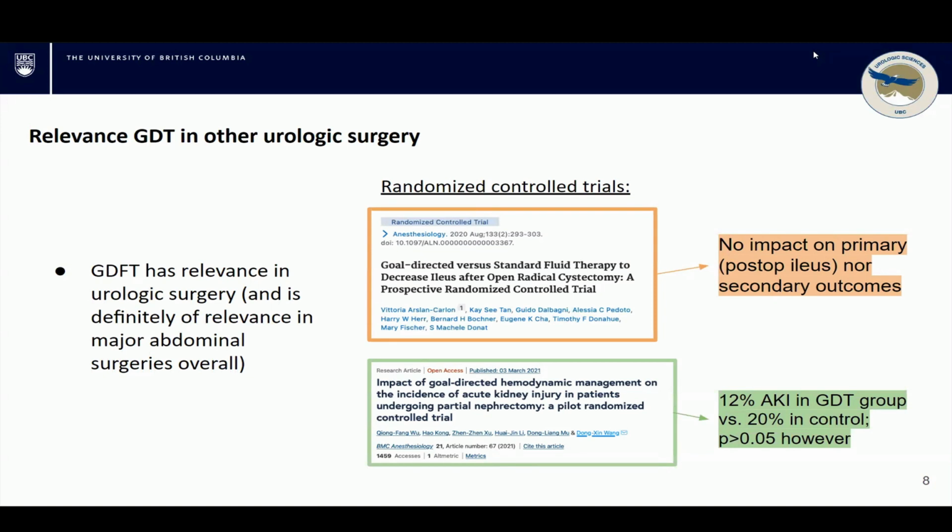The second randomized control trial looked at goal-directed hemodynamic management, which was a combination of stroke volume variation and other parameters in partial nephrectomy patients managed with GDT. And again, there was no difference in the primary outcome of AKI.